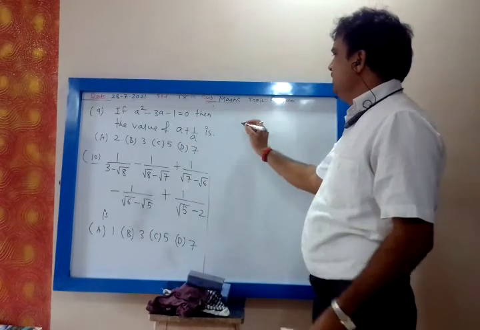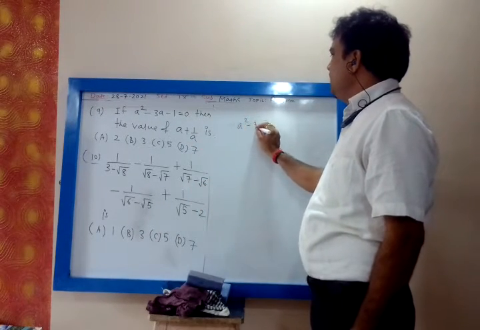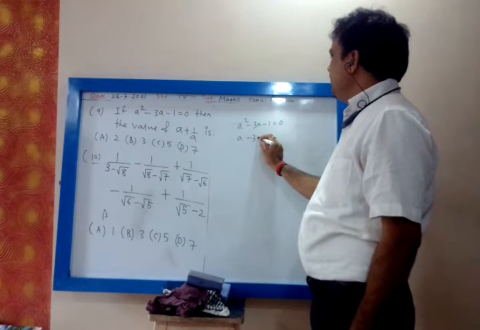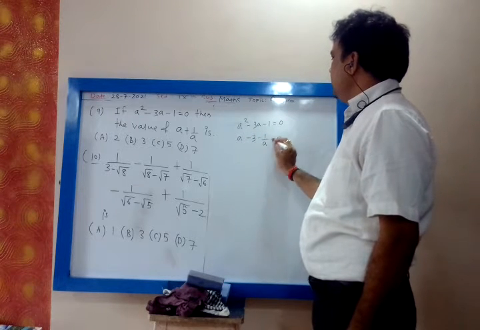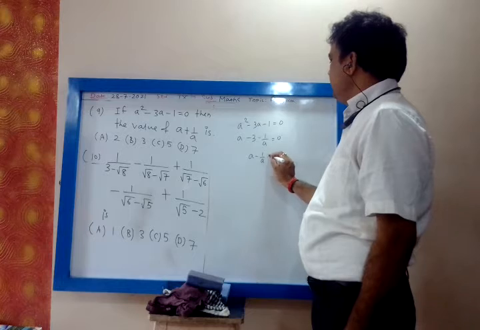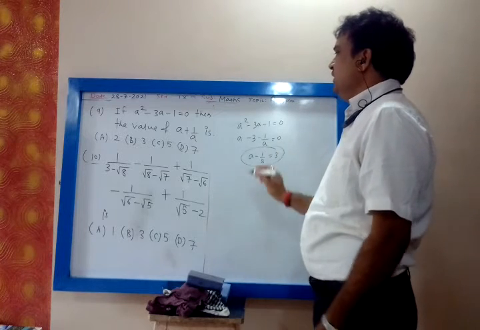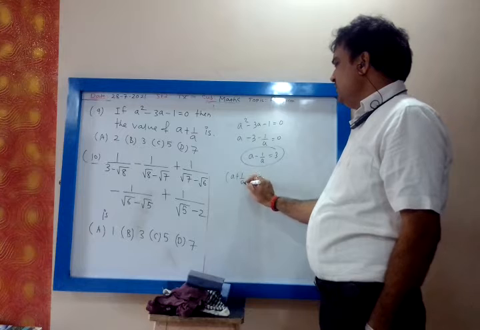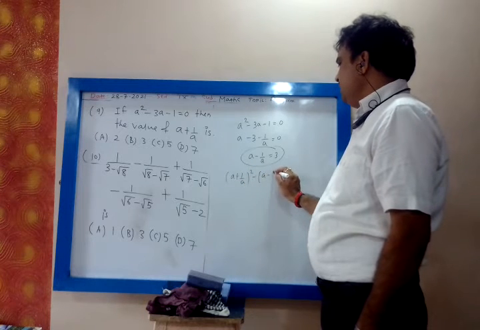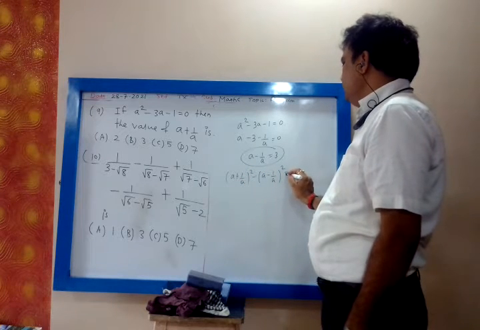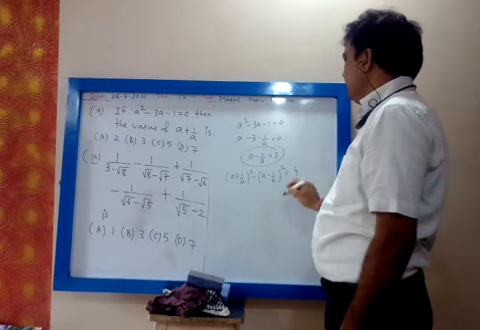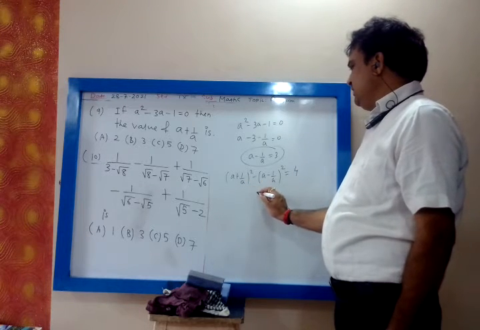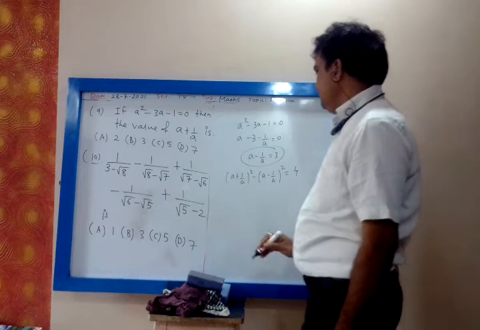Let us see ninth one. A square minus 3a minus 1 equal to 0. So divide this term by a. A minus 3 minus 1 upon a is 0. So a minus 1 upon a is 3. Okay. Let us see. Now we use the formula. A plus 1 upon a whole square minus a minus 1 upon a whole square is equal to 4. Correct. So this is minus 3 here.